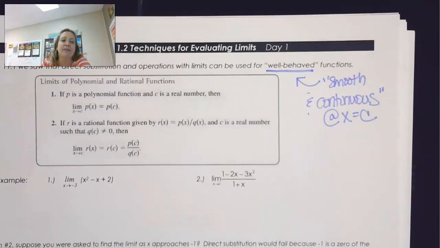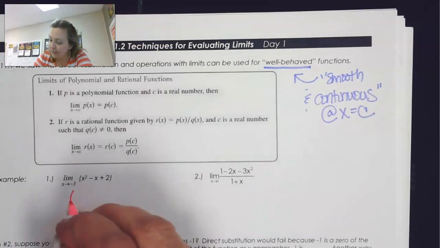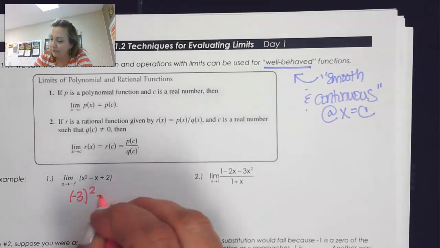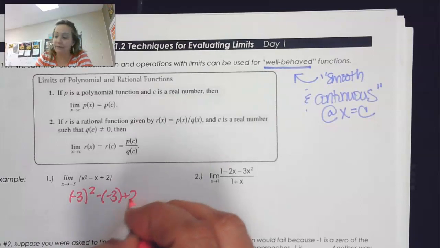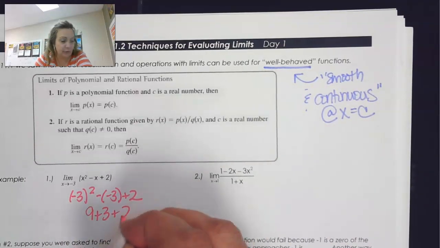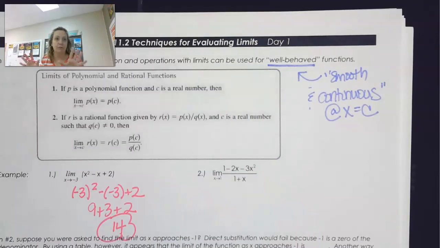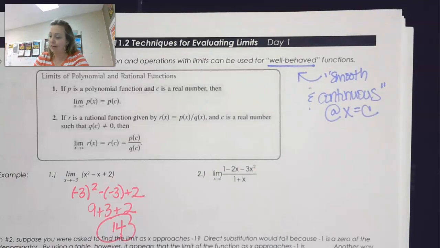This is asking me to find the limit of x squared minus x plus 2 as x approaches -3. So if we try to apply direct substitution, I'd have -3 squared minus -3 plus 2, so 9 plus 3 plus 2, that gives me 14. So we didn't have any issues finding the limit by direct substitution.